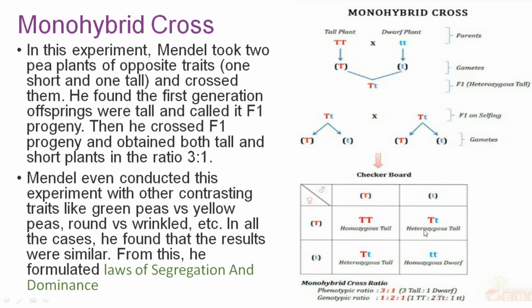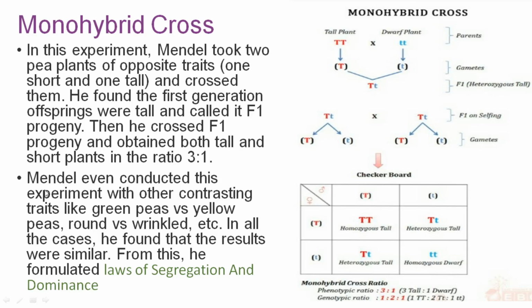And here we are seeing the two different types: capital T, small t, capital T, small t. That means homozygous dwarf, small t, small t. The genotypic ratio is 1 is to 2 is to 1. Okay, clear? And we got the phenotypic ratio of 3 is to 1, that means 3 tall plants and 1 dwarf plant.